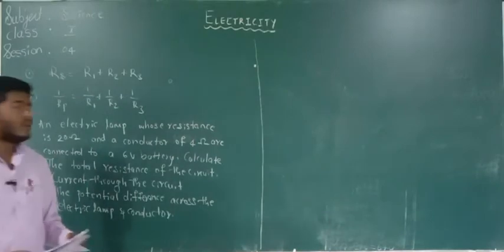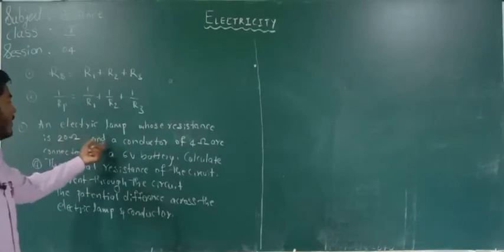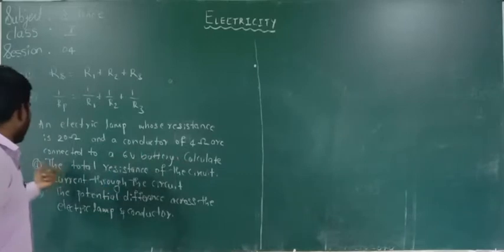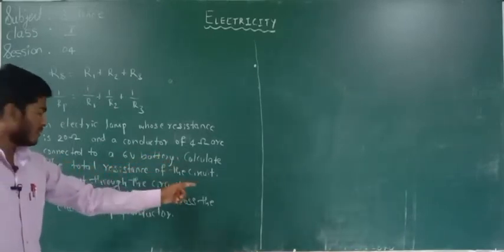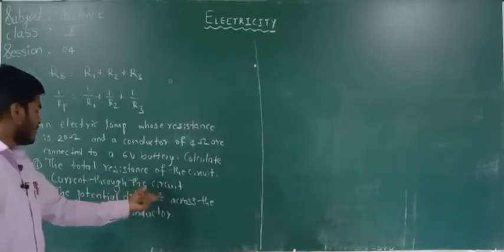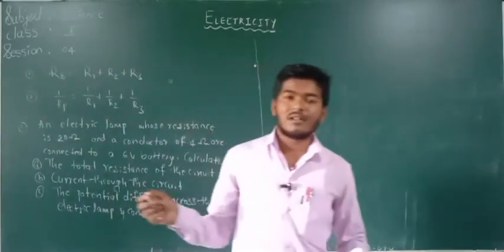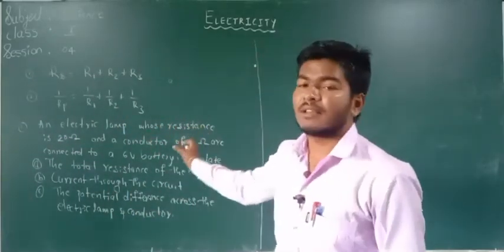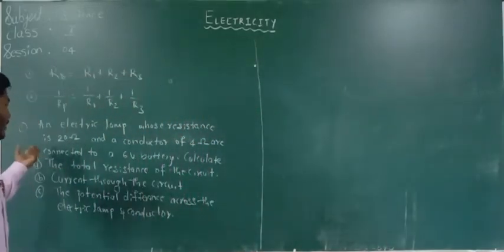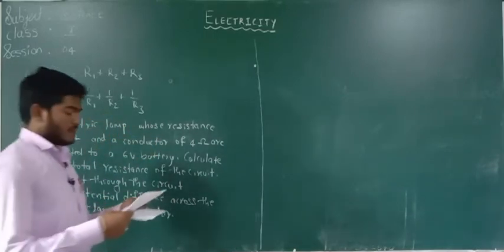Once again you have to read the given question. An electric lamp whose resistance is 20 ohm and a conductor of 4 ohm are connected to a 6 volt battery. Calculate A, the total resistance of the circuit, B, the current through the circuit, and C, the potential difference across the electric lamp and conductor. When they give such examples, you have to draw a simple circuit diagram based on the given data. What is given here? A conductor, a 6 volt battery and a bulb. So you have to draw a simple circuit.